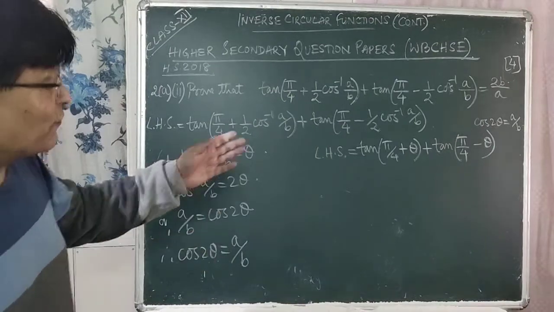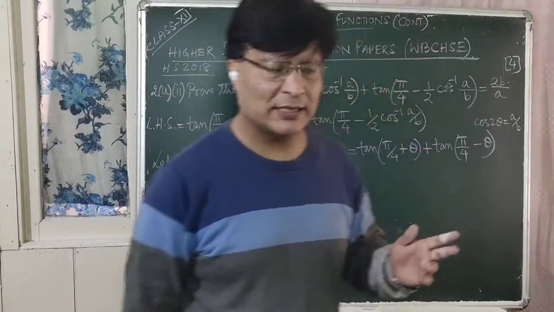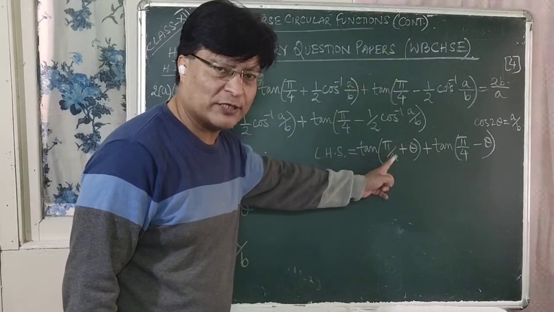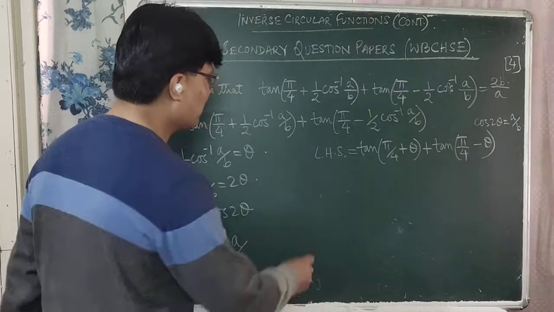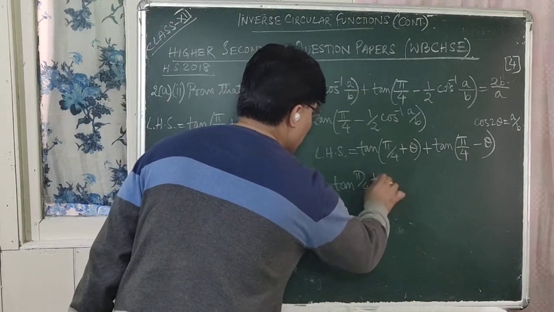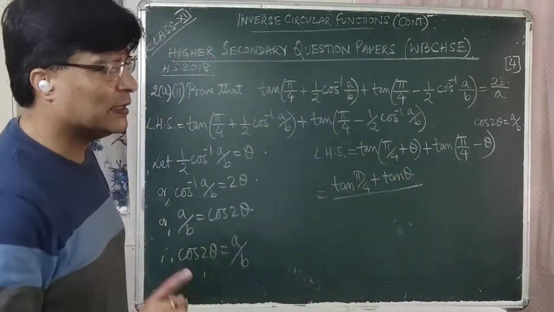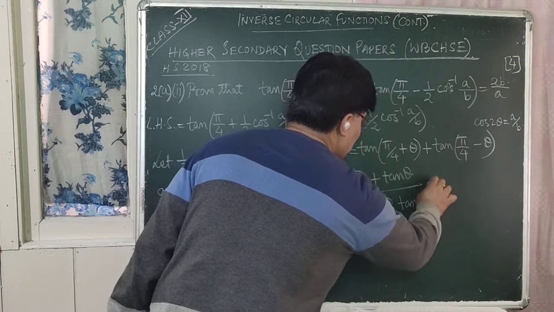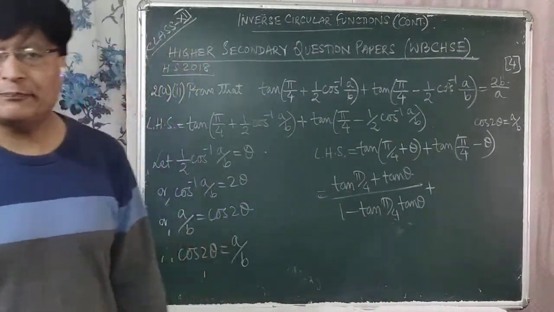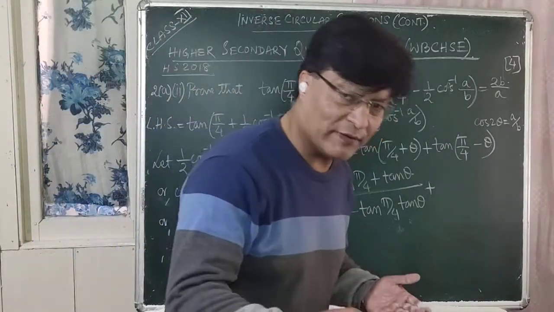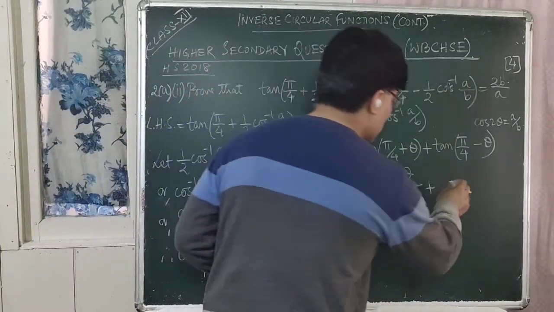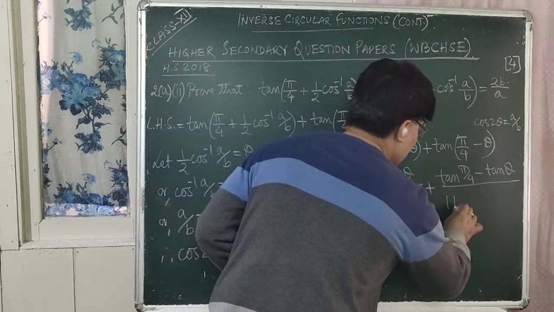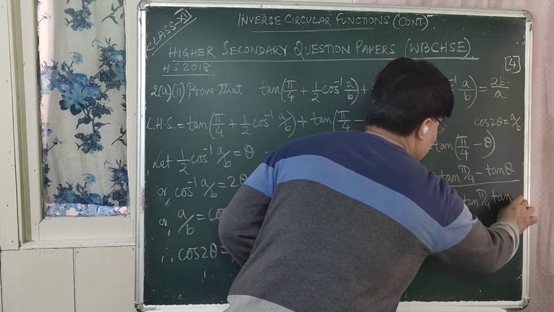Now you can use the formula from compound angle in trigonometry. You know tan of A plus B and tan of A minus B, isn't it? Let us use the formula of tan of A plus B here, with pi by 4 taken as A and theta taken as B. So tan of A plus B is tan pi by 4 plus tan theta, divided by 1 minus tan A tan B in the denominator. Similarly, tan of A minus B is tan A minus tan B whole divided by 1 plus tan A tan B. So it is tan pi by 4 minus tan theta divided by 1 plus tan pi by 4 tan theta.